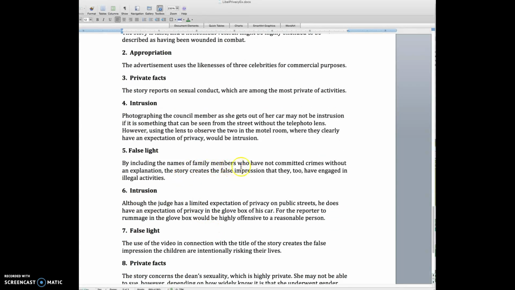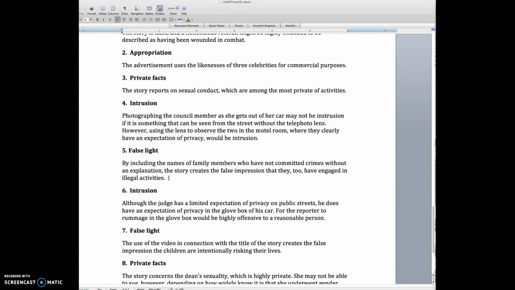By including the names of family members who have not committed crimes without an explanation or qualification, the story creates the false impression that they too have engaged in illegal activities. So that's a false light when I'm leading people to a false conclusion. Even if I've got one thing that's true and another thing that's true, if it leads people to a false conclusion, then you may have a false light case against you.